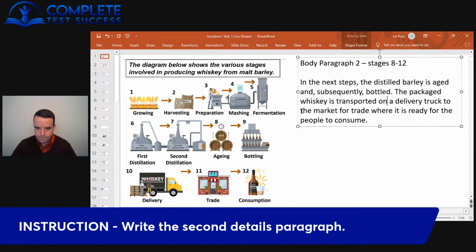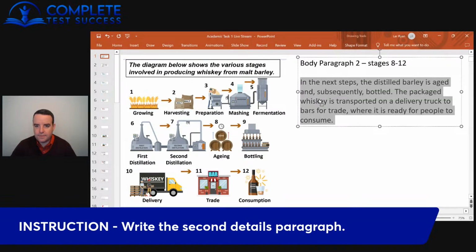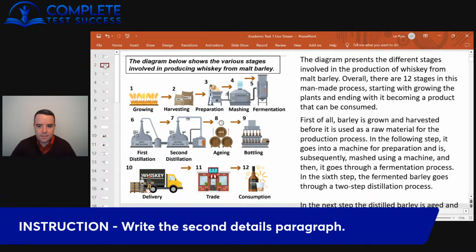Two bars for trade, where it is ready for people to consume. Fair enough. A little bit short, I would say, but we've done what we need to do. It's all there. Okay, so let me add that to the other screen.